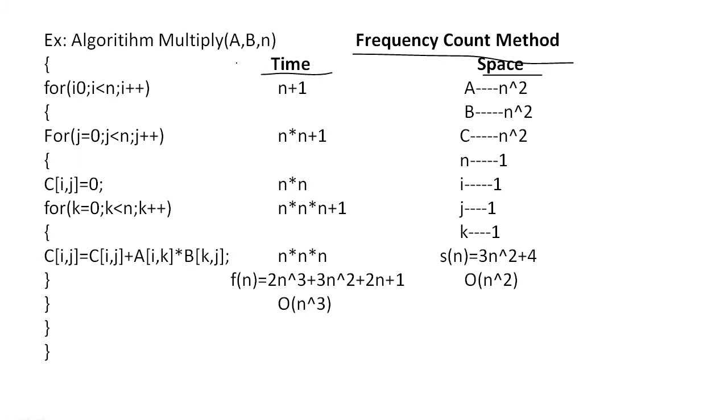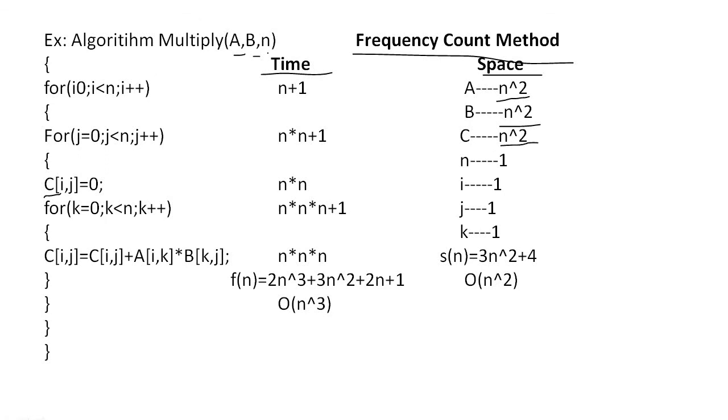The variable components here are the A, B, C arrays. These three are two-dimensional arrays. How much space does each two-dimensional array require? For A, n square space. For B, n square space. For C, n square space.